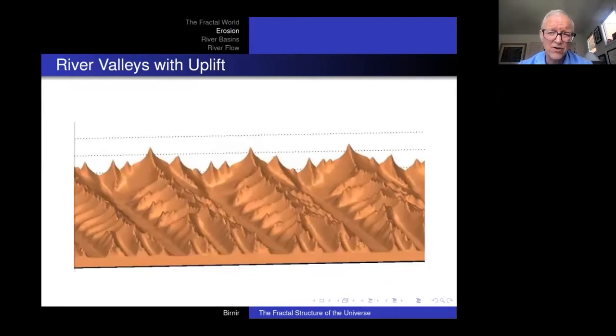And a typical structure that you get is this pattern of river valleys separated by mountain ridges. And the mountain ridges themselves are carved into canyons. And then the canyons have sub-canyons and so on. And if you zoom out, you see the structure. And if you zoom in, you see the structure repeated on a smaller and smaller scale.